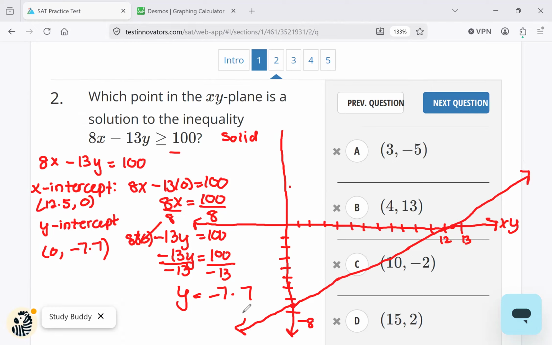And then how do we do the shading? So for the shading, what you do is pick a point that the line does not go through. I strongly recommend the origin because the line usually never goes through the origin, 0, 0. So what you're going to do is plug in that 0, 0 back into the inequality. And if it's true, shade on that region. If it's false, you shade on the other, right? So let me plug that back in.